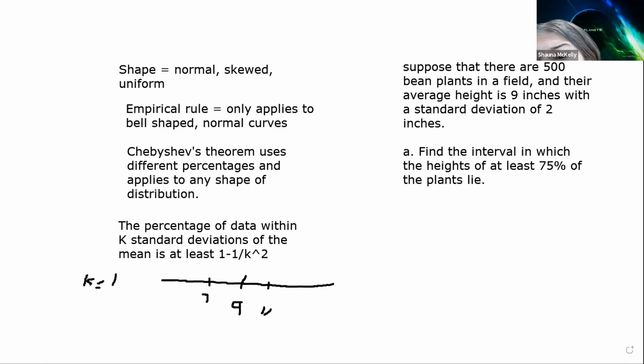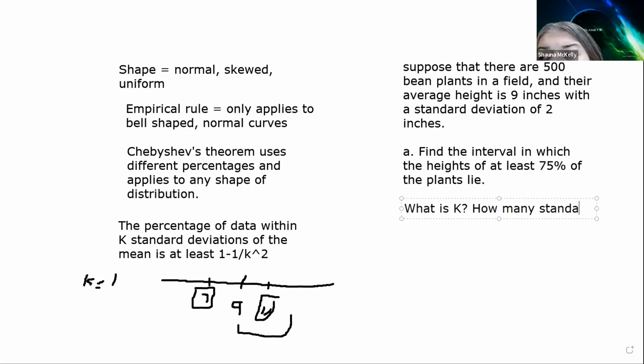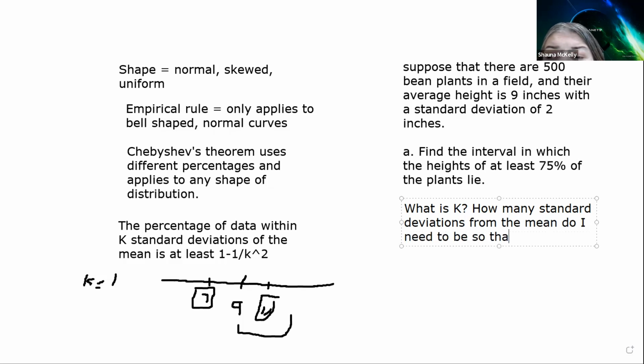So in order to find the interval, I want to know what these numbers are going to be. It's not going to be 7 and 11, but I want to know new numbers. I have to find how far I am from the mean first, right? So before I can answer this question, I have to ask myself, what is K? How many standard deviations from the mean do I need to be so that P, the percentage, will equal 75, right?